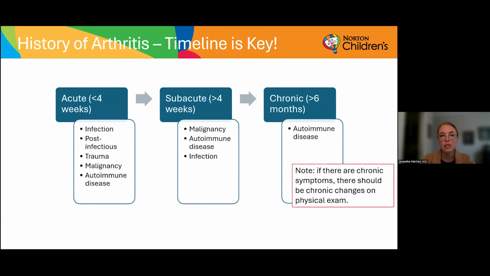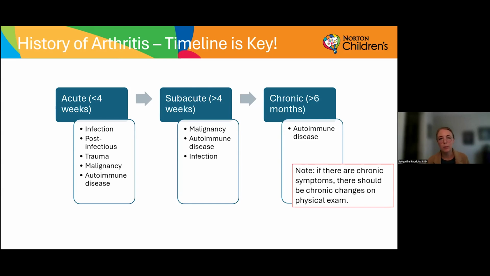And if there is arthritis on history and exam, one of the things that helps us to narrow down that differential is the timeline of symptoms. So more acute presentations, things that have been going on for less than 4 weeks, are going to be more likely infection or post-infectious. Transient synovitis, probably the most common referral that I see for true synovitis, is going to exist for anywhere from 1 to 4 weeks.